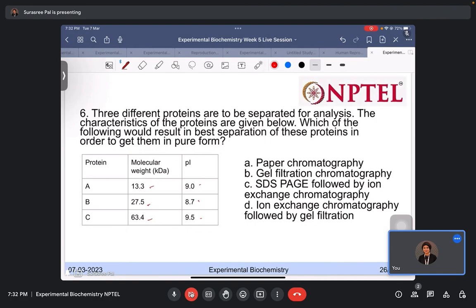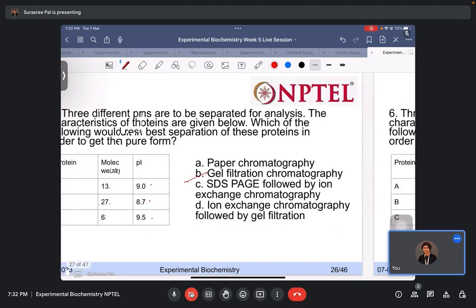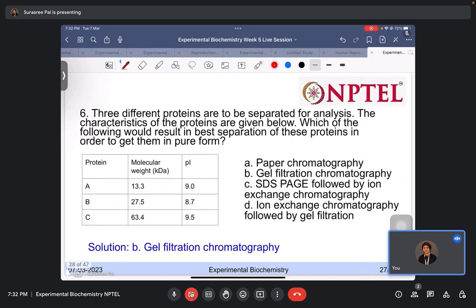So therefore the appropriate method of separation for these proteins will be gel filtration chromatography. So that is the correct answer, because these proteins differ hugely in their molecular weight or size.